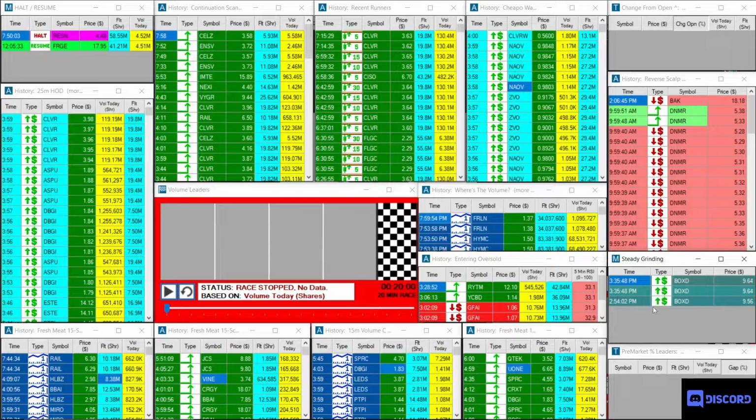This one here is our steady grinding scan. This one is going to identify stocks that are basically grinding up on the day. They're making new highs on a smaller time frame and a larger time frame. They're just continuing to grind up. Doesn't mean that they're going to continue to grind up from there. But again, I'll then pull up the charts, look at maybe daily levels, weekly levels, and see if I can develop a trade idea off of that.